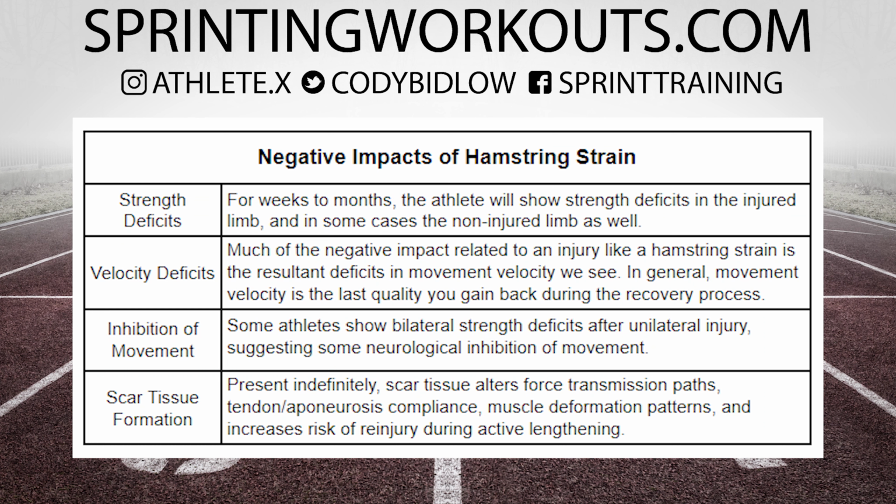When it comes to the negative impacts of something like a hamstring strain, there are four main categories that I would say are relevant to consider and know, so that when you go about rehabbing from the injury, you can think about these things. First of all, we see strength deficits, so the ability to produce force in the injured limb is going to decrease. For weeks to months, the athlete will show strength deficits in the injured limb, and in some cases in the non-injured limb as well.